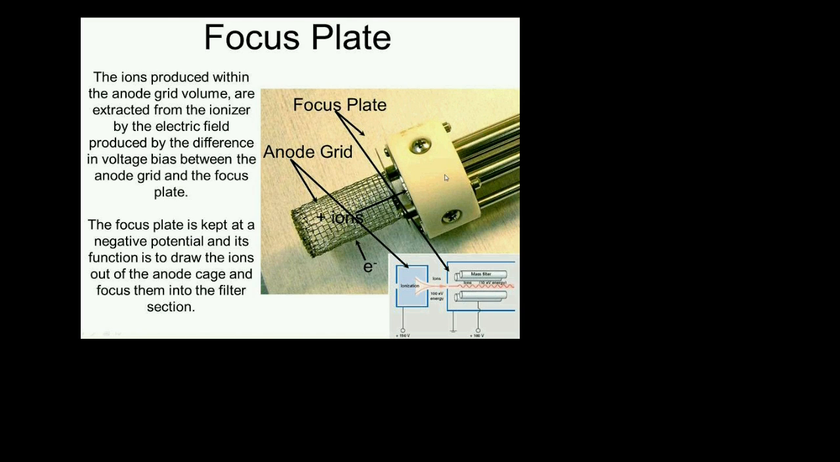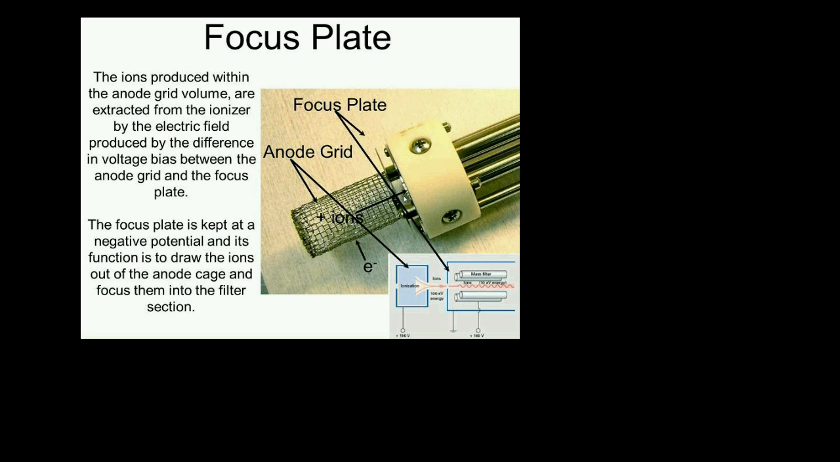The ions get pushed this way. Not all of them are going to find the hole. Some of them are going to hit the plate that is between, the focus plate itself. Once they do that, they tend to coat it over time. Because of that, you've got to keep an eye on that, and make sure that the sensitivity of the device doesn't drop.